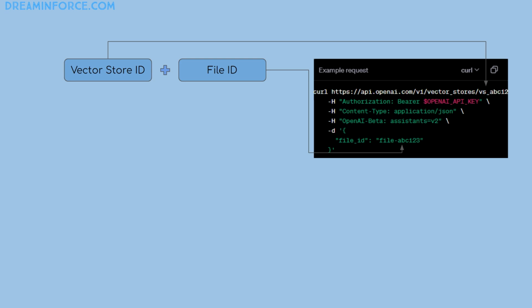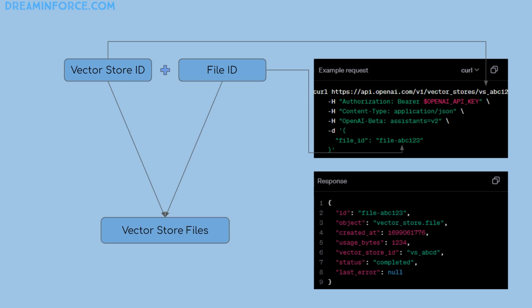Now we have our vector store created. The next thing we need to do is link them together. So we take our vector store ID and file ID, like shown in this curl API hit. Once we do this, we link them together by vector store files.